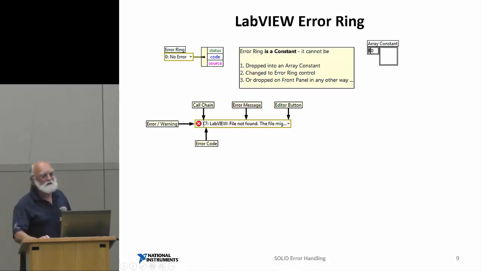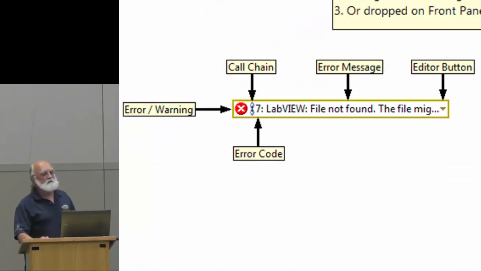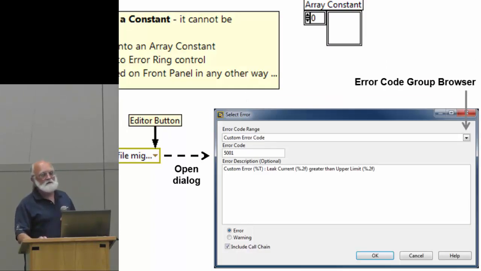And this is what an error ring looks like. When you configure it, it has the error warning sign, whether it has a whole chain or not. This is your error code, error message, and an edit button. And the edit button, when you hit it, opens up a dialog to configure the code. And if it's a custom code, you can enter your own message. Otherwise, it would pop up the message for this code from the LabVIEW product.